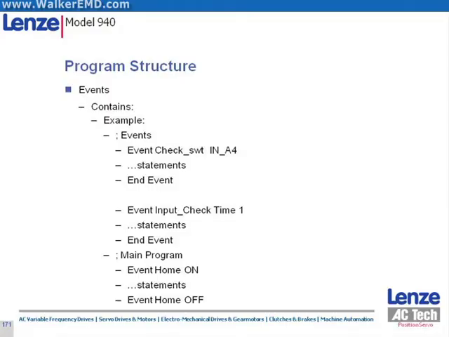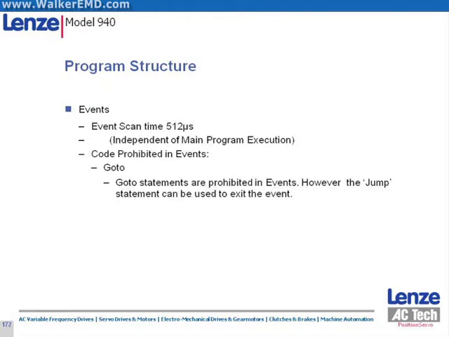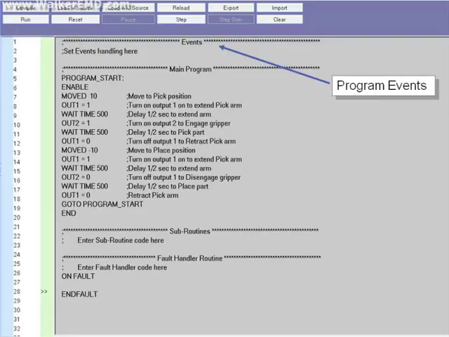After initializing and setting variables, the next element of the program structure is to define all events. Events are a deterministic task that solves independently of the main program. Events are not interrupts. They are scanned every 512 microseconds to see if they are true. While they cannot be used to trigger a goto statement, an equivalent command which can be used within events is jump. Here we see programming structure where events are defined immediately before the main body of the program.